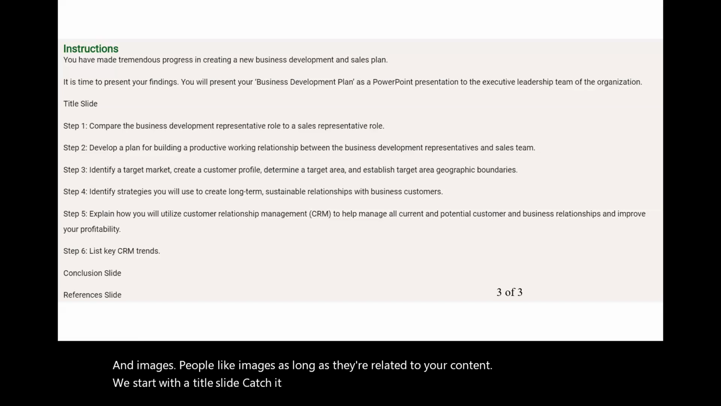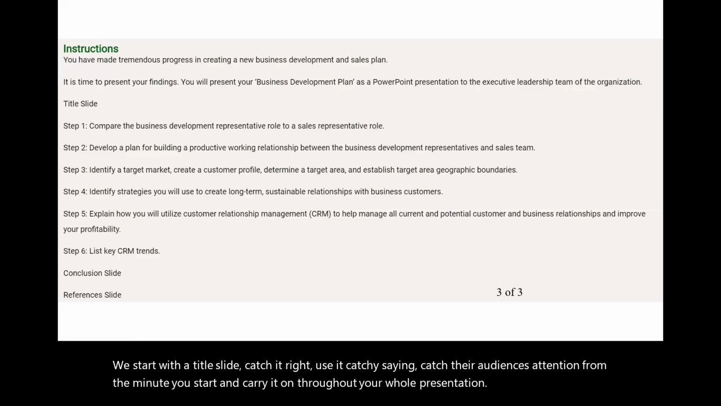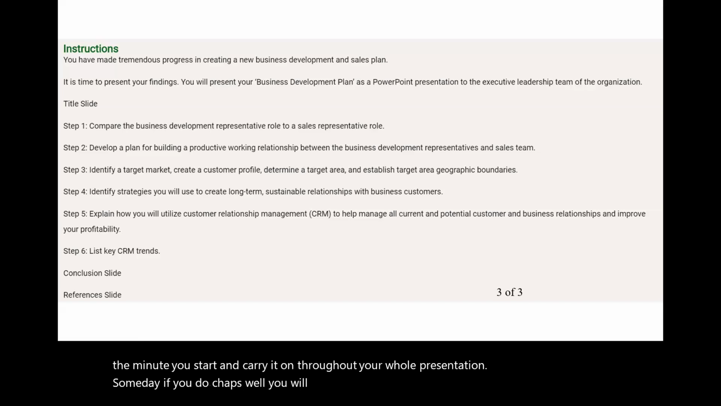Right? Use a catchy saying. Catch the audience's attention from the minute you start and carry it on throughout your whole presentation. Someday, if you do your jobs well, you will be a member of the executive team. So there's our title slide.